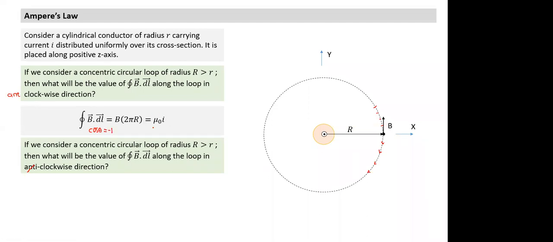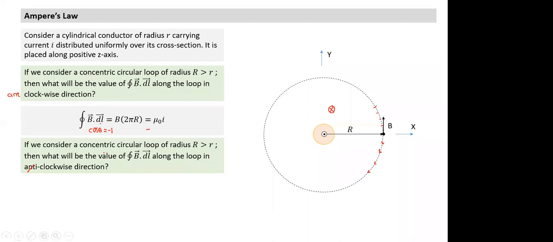But suppose I apply Ampere's law. How would I evaluate it if I'm going in the clockwise direction? Which direction will be positive? In that case, this direction becomes positive, hence the current value becomes negative. So this term also will become negative. Both sides become negative, this part also negative.